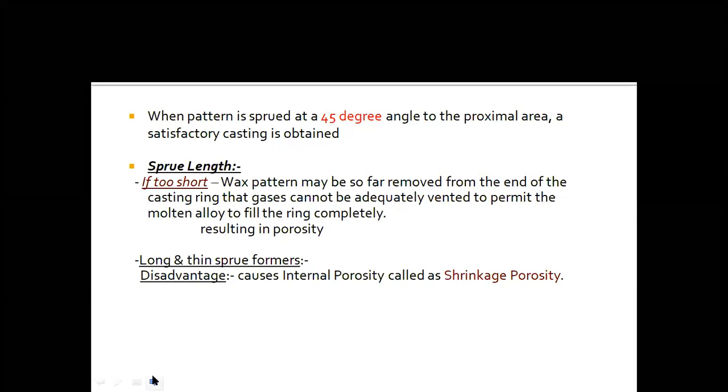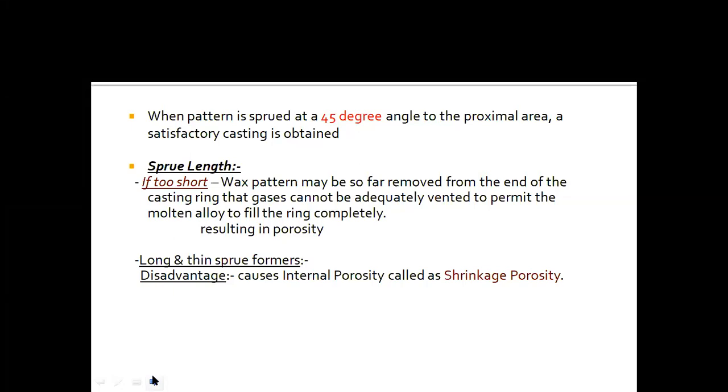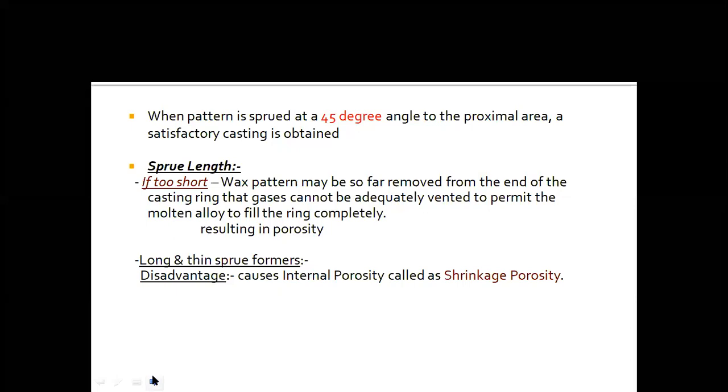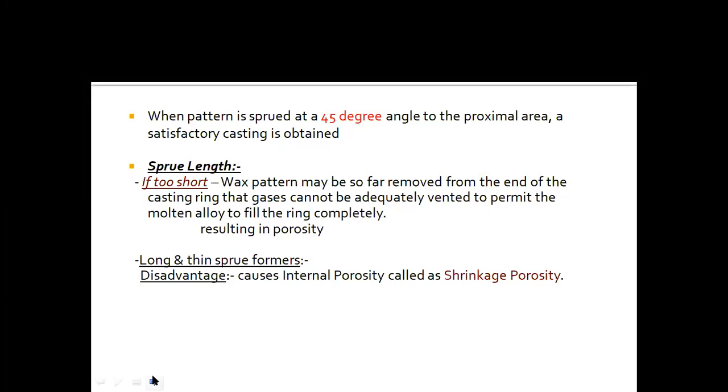Now, sprue length: if it is too short, the wax pattern may be so far removed from the end of the casting ring that gases cannot be adequately vented to permit the molten alloy to fill the casting ring, resulting in porosity. That's why I told you, if the wax doesn't completely eliminate, or the gases don't come out completely from the investment, it will result in porosity, maybe gas inclusion porosity.